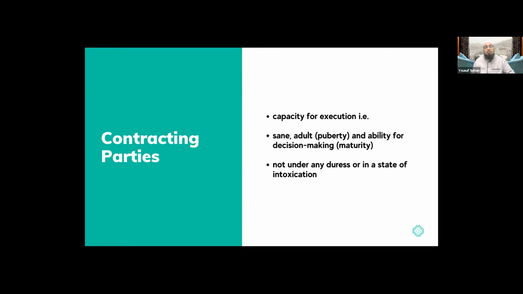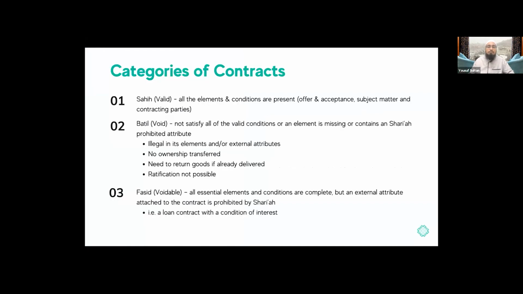That is also fine, and he's not under any duress or any state of intoxication, because when he is under duress or intoxication, again the taradi, remember I mentioned, the mutual satisfaction component, is missing. So this is why Sharia requires that the contractual parties are both sane and in a condition which indicates that they have the capacity to execute that contract.